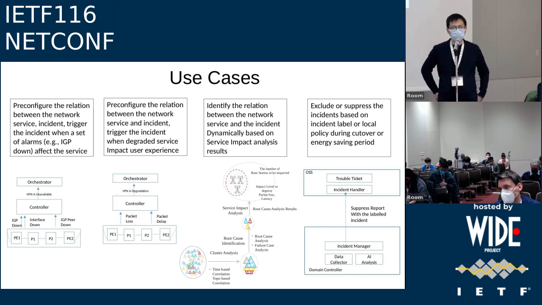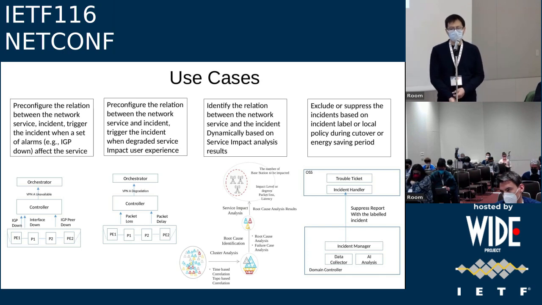Based on this, we can decide whether we report the incident to the OSS, based on whether it really affects the service or impacts the user experience. In the third use case, we may rely on some machine learning mechanism to perform the service impact analysis, so we can dynamically establish the relationship between the network service and the incident.